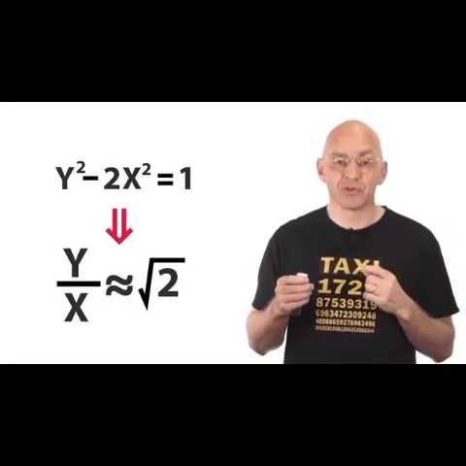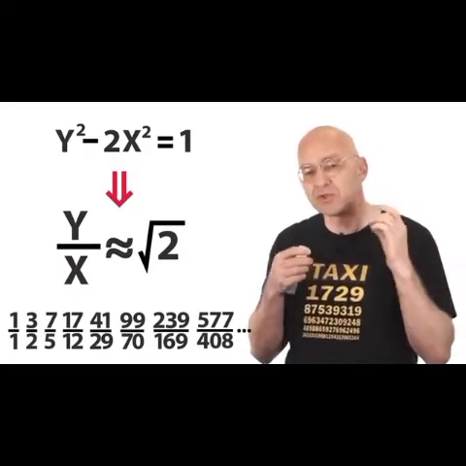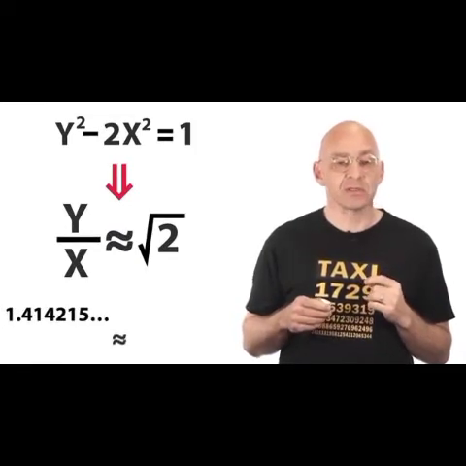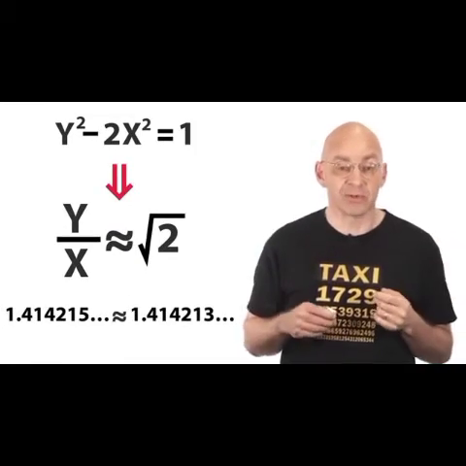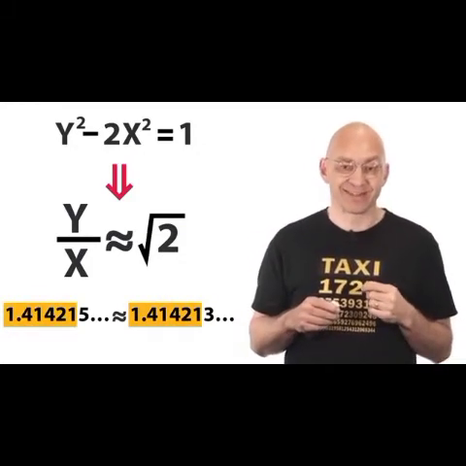We already know the solution to the Pell equation, so let's compare the largest fraction here with root 2. Okay, in decimals, and that's really approximately equal to root 2. 5 decimals already. Pretty impressive, don't you think?